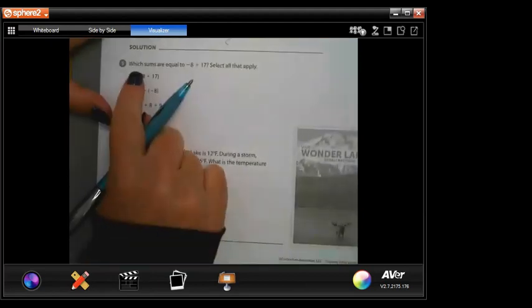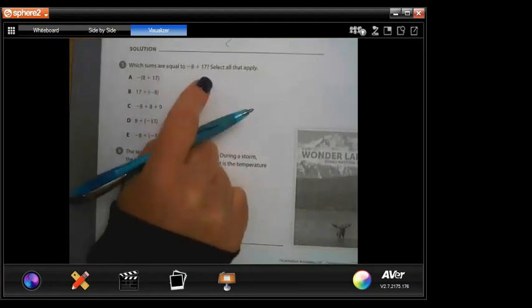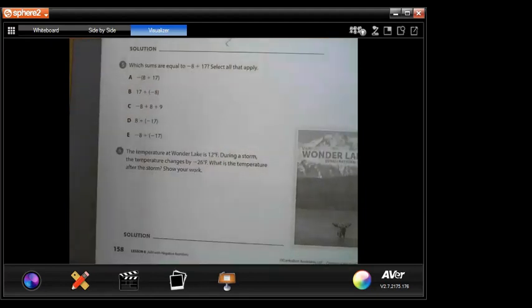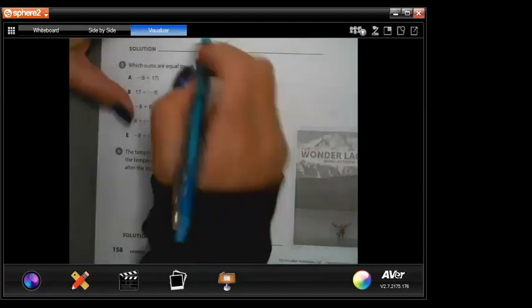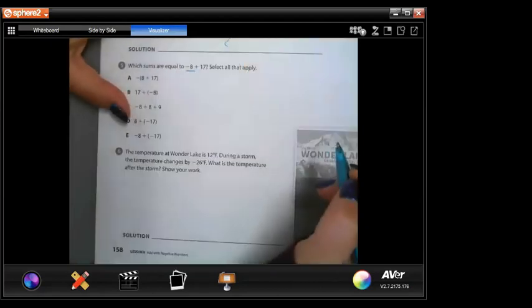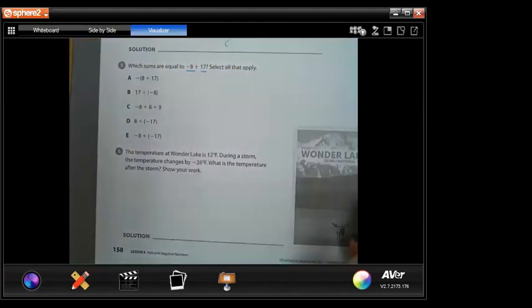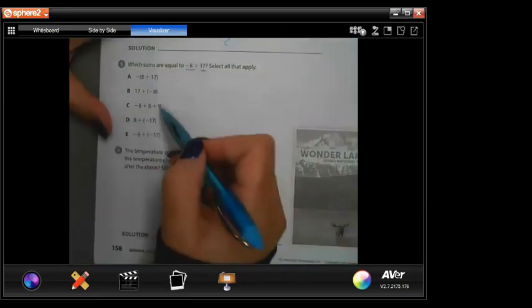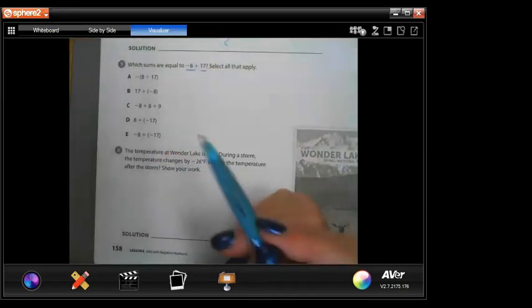Number 5, which sums are equal to negative 8 plus 17? Guess what? I'm not even going to add these together. I know this 8 is a negative. I know this 17 is a positive. So therefore, I'm going to look for problems over here that are just like this in some way or another.